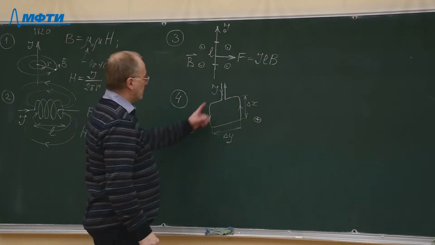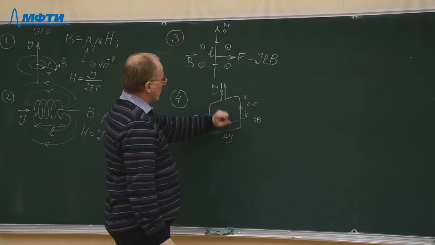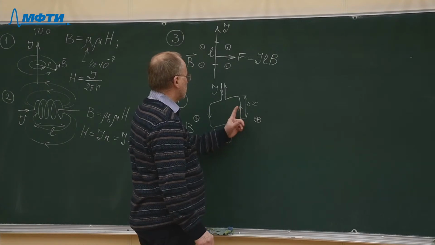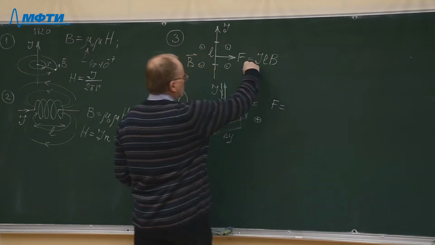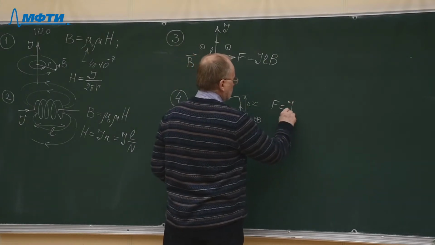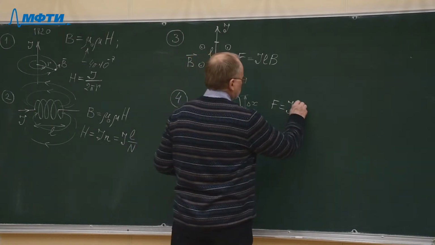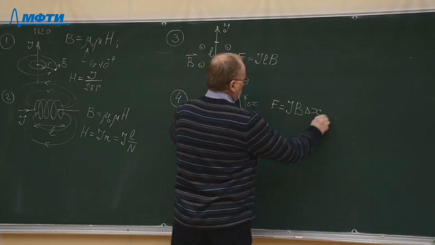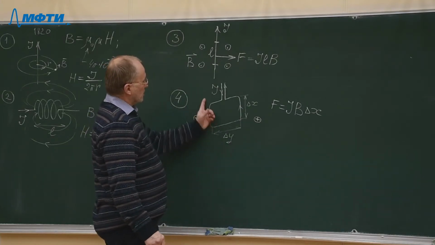So the area of this rectangular loop will be delta x times delta y, and in this case the external magnetic field will be acting with some force on this portion of the wire. According to the previous formula, this force will be defined by the strength of the electric current, the magnetic induction, and the length of this wire with the current. And the same force will act on the opposite section of the current.